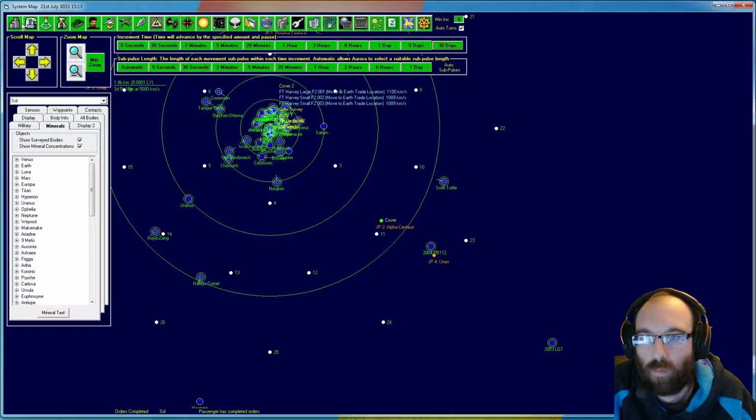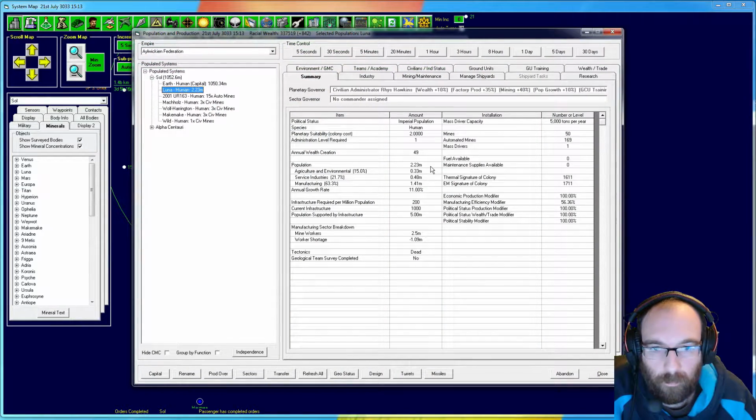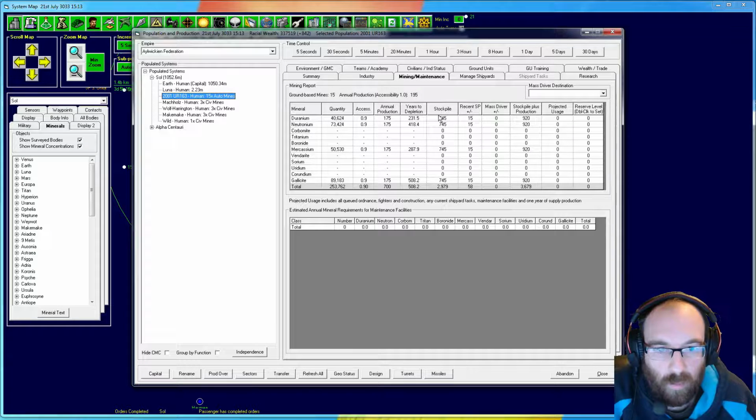Passengers completed his orders. How many have we got at Luna now? 2.2 million. And the population can cope with 5 million. We've got a 1 million shortfall. How is the mining coming along now? That's looking better. How is our stockpile here coming along? Still got a bit to go.